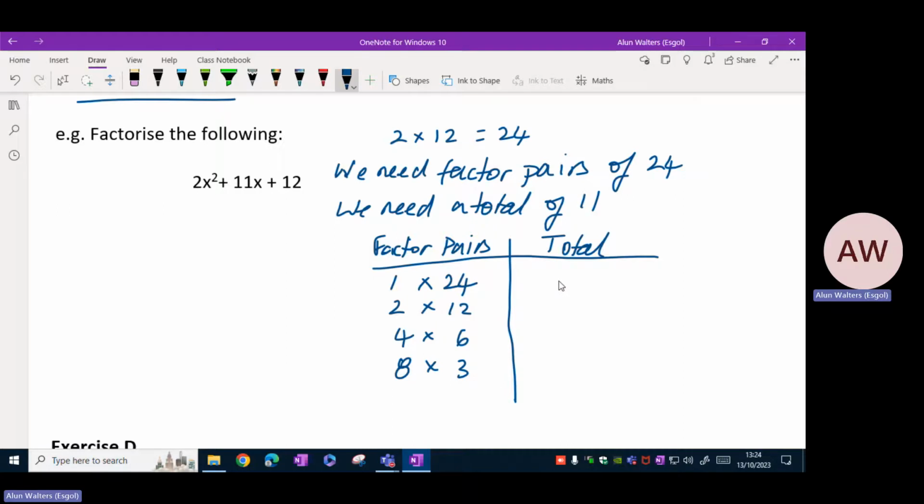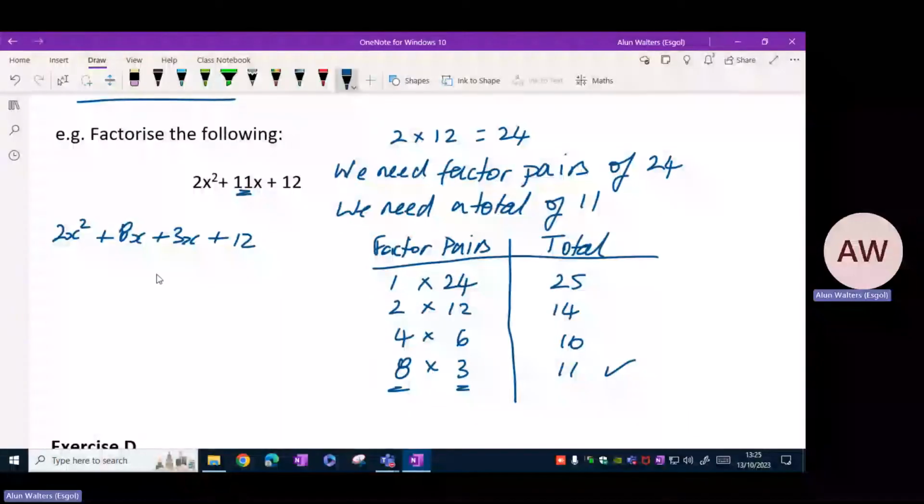So the total of these is 25. The total here is 14. The total is 10, and the total is 11. We want the total of 11, what is in the center there. So I'm going to write 2x squared plus 8x plus 3x, or the other way around. So I've replaced 11x with plus 8x plus 3x. There. So I've got 4 terms.